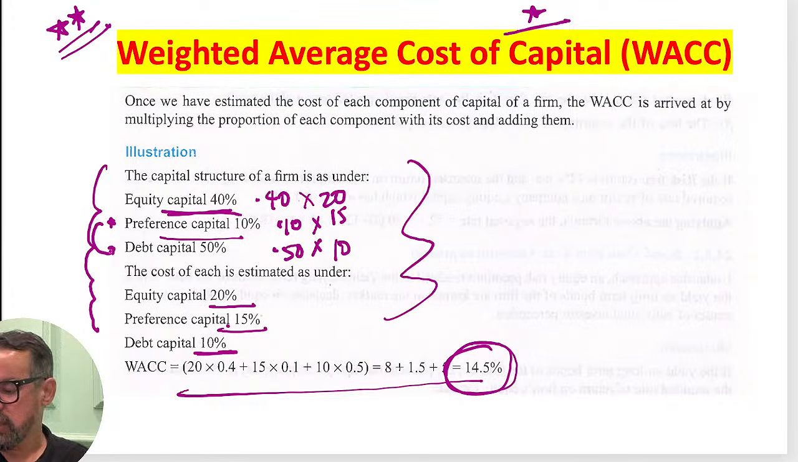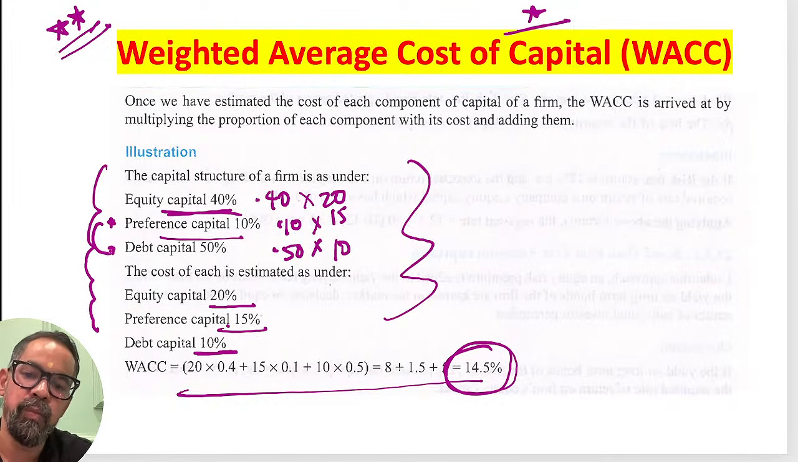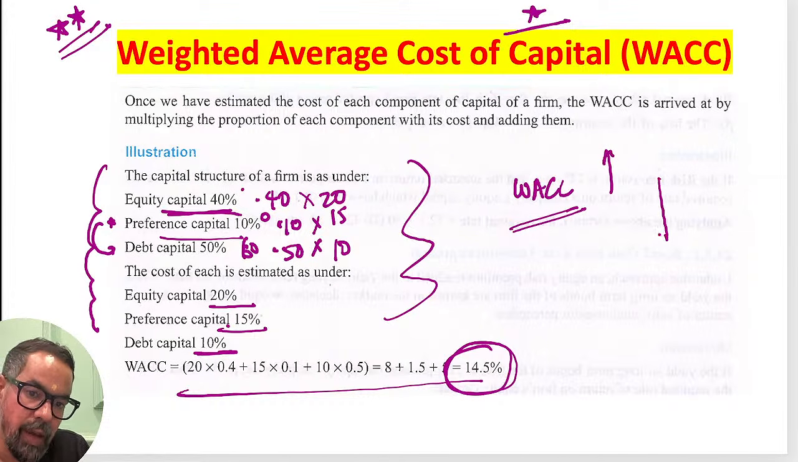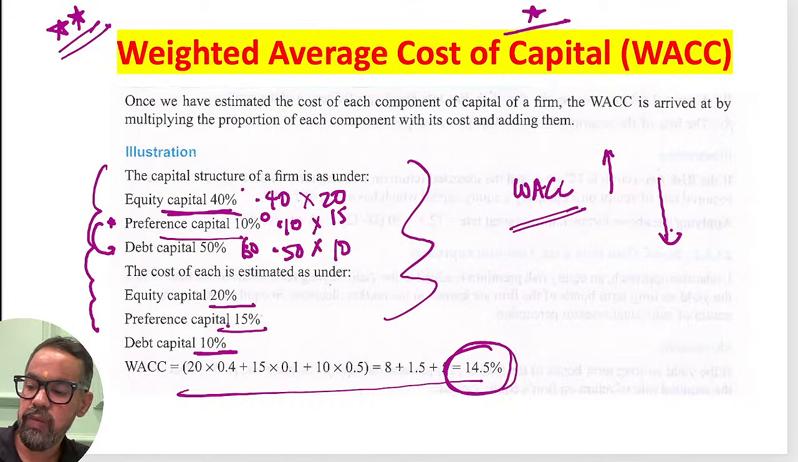बताओ दोस्तों, समझ में आया कुछ? So how it will increase or decrease, ठीक है. So if they change your preferred capital with the debt portion, means now debt will become 60% and equity will remain 40. So will the weighted average cost of capital increase or decrease?